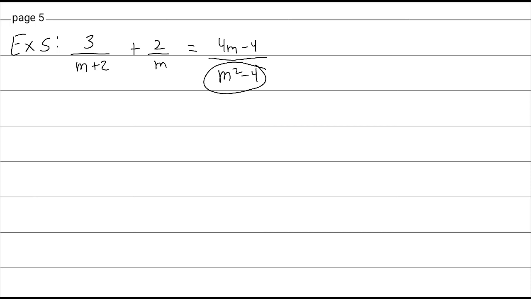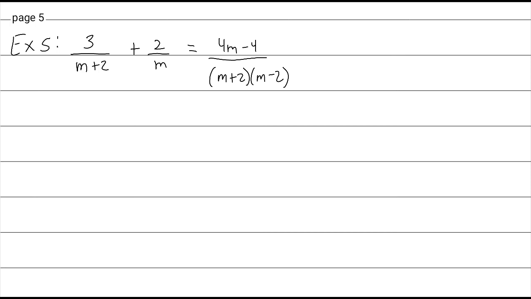M squared minus 4 is difference of squares, so hopefully you remember that that is m plus 2, m minus 2, right? Remember, difference of squares. Something squared minus something squared. You take the square root of each part, put a plus and minus in between. Okay.